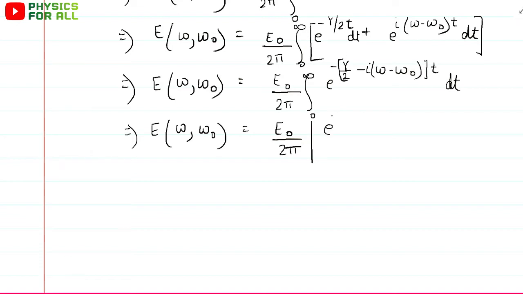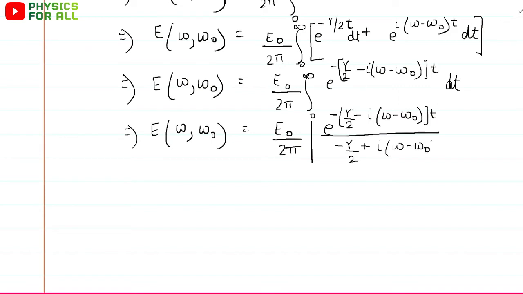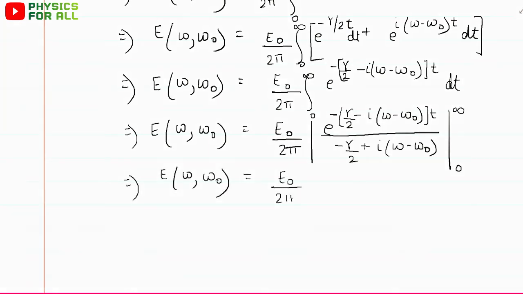We are left with e raised to power minus gamma by 2 minus iota omega minus omega naught t, upon this term as it is, the power as it is, which becomes minus gamma by 2. I'm just removing the brackets, plus iota omega minus omega naught. The limits are 0 to infinity that we have to put. E naught upon 2 pi as it is.